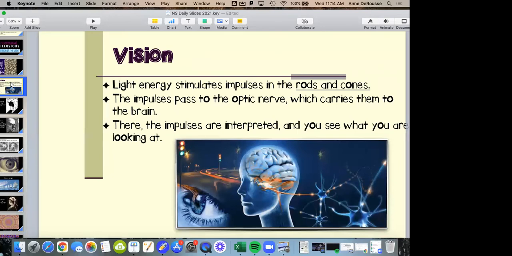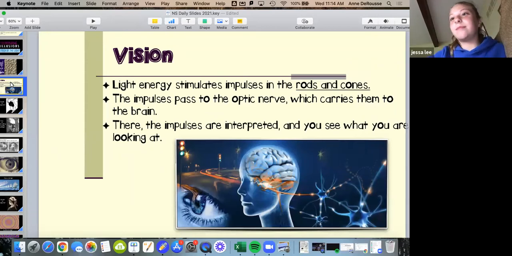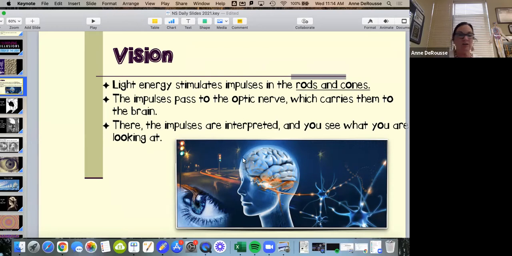The cerebellum. You're so close, but you are wrong. Seth, all right, give it a try. There's two more left. Seth. Jessa. The cerebrum. Exactly, the cerebrum. So that's where, and actually it's this part right here, the part with all the folds. So that's where it's interpreted, and this is what you see.